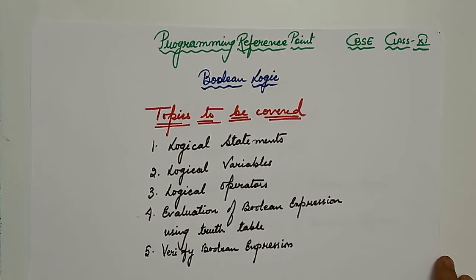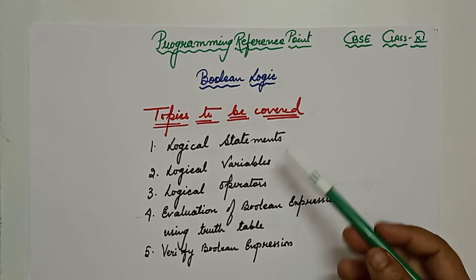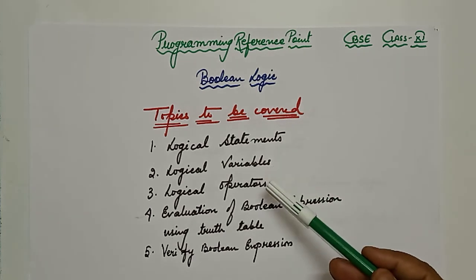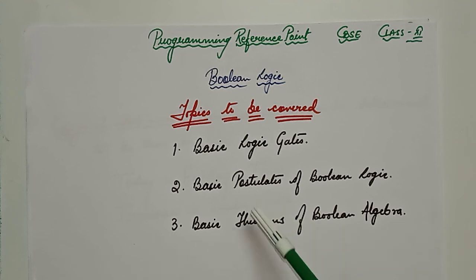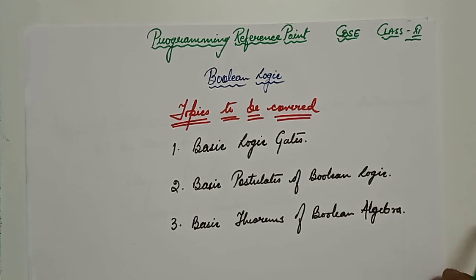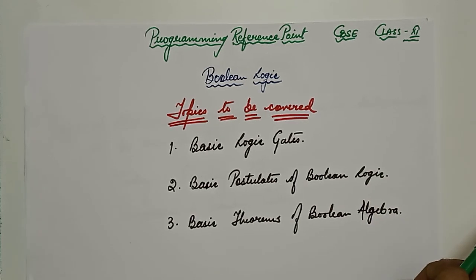So students, in this video we have covered logical statements, logical variables, logical operators, evaluation of the Boolean expression using truth table, and we have learned how to verify the Boolean expression. In the next video we are going to cover basic logic gates, basic postulates of Boolean logic, basic theorems of Boolean algebra.